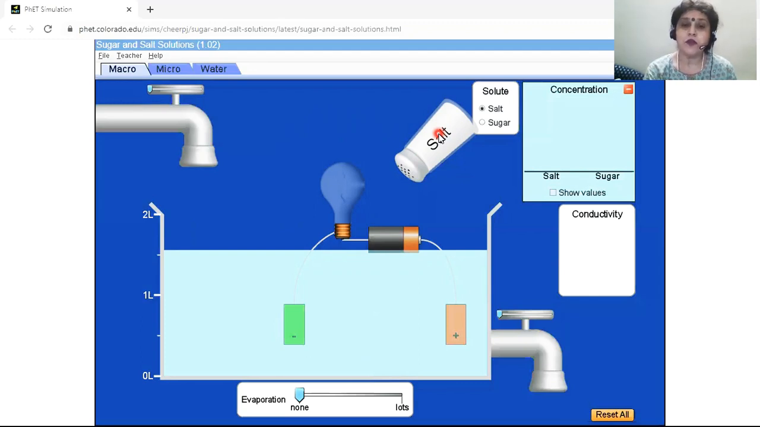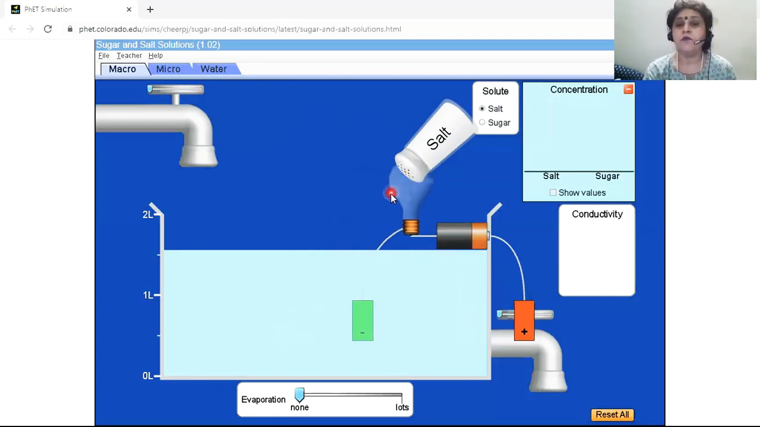And the conclusion, there are two conclusions. Number one is that salt solution conducts electricity, and second is as the concentration of salt increases, the bulb glows with greater intensity, and as the concentration of salt decreases, the bulb glows with lesser intensity.